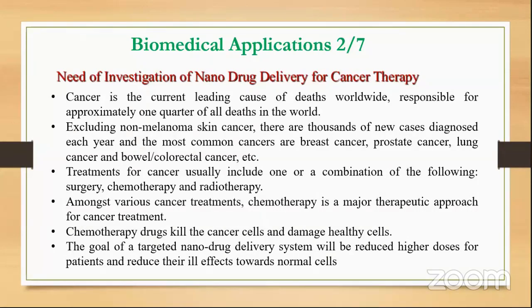By taking these drugs orally, what happened? The normal drugs kill the cancer cells as well as damage the healthy tissues or healthy cells in the body. It is a drawback of chemotherapy with normal drugs. So here it is a severe problem. The drug will affect the cancer cells as well as the nearby healthy cells and healthy tissues, which are also damaged by chemotherapy using normal drugs.